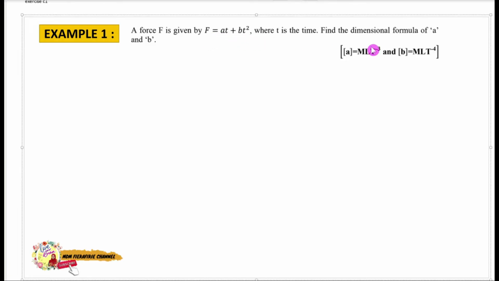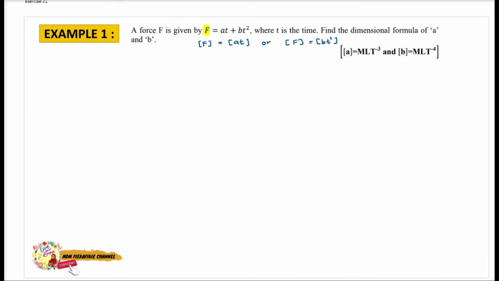So jadi bila soalan bagi macam ini, you nampak force. So you kena tahu that dimension force, automatically dimension force nanti dia akan sama dengan dimension of AT, ataupun kita boleh tulis dimension force is equal to dimension BT squared. Boleh jadi sekarang kita nak cari dimensional formula for A. So apa dia dimension untuk A?